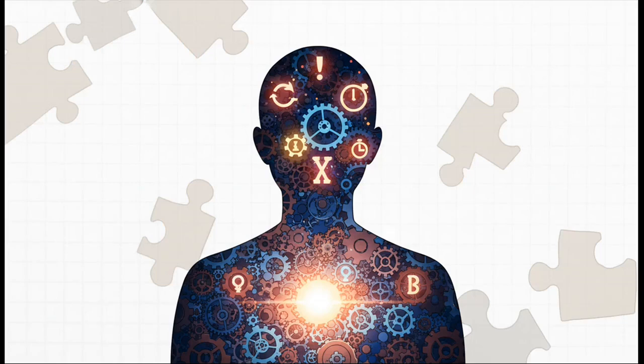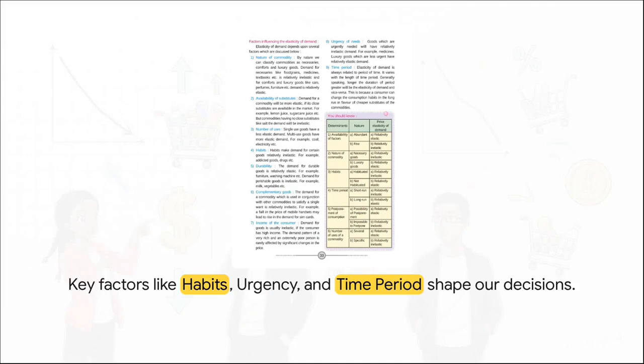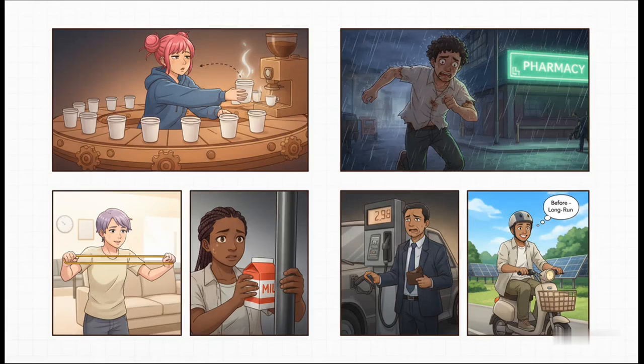But it's not just about the product. A huge part of this is about us, our own psychology, and the situation we find ourselves in. And this is where things get really, really interesting. When you actually dive into the research, you can see just how much our own psychology is driving these decisions. You see these key factors popping up over and over again. Things like our habits, how urgent we need something, and even just how much time we have to make a choice. Yeah, this is where our own minds can kind of work against us.